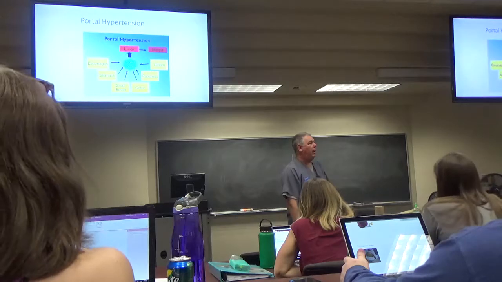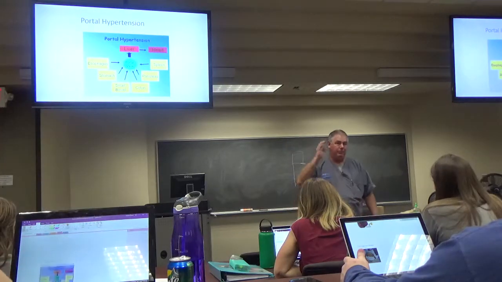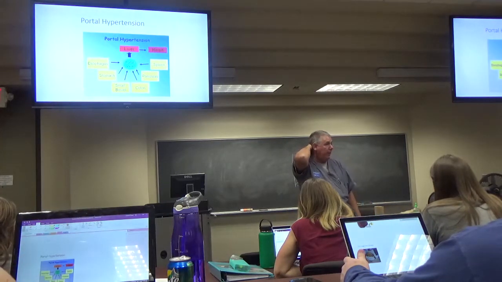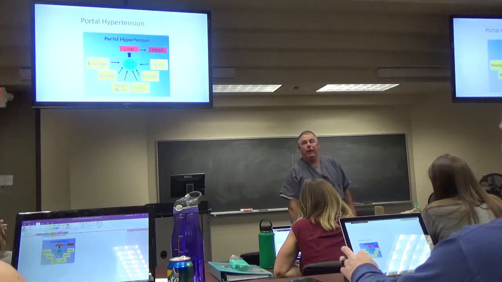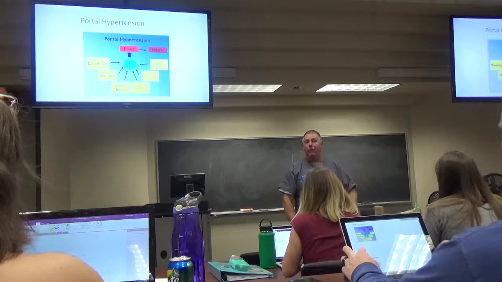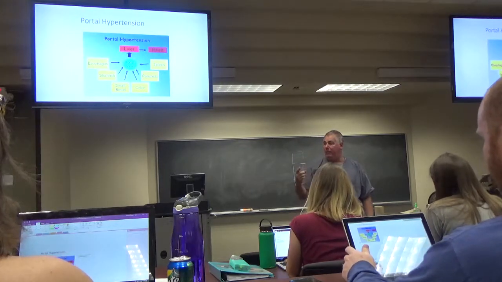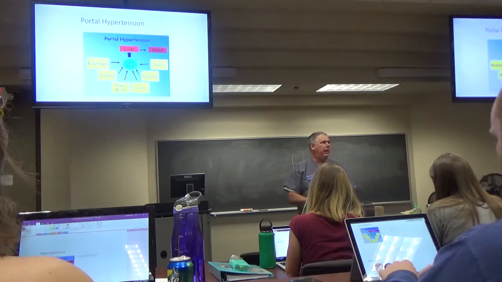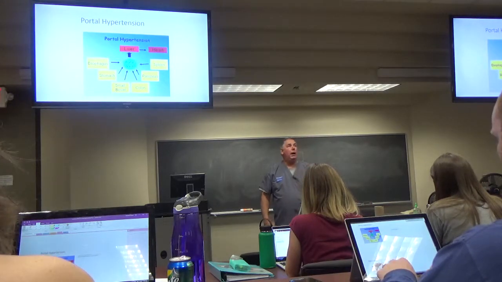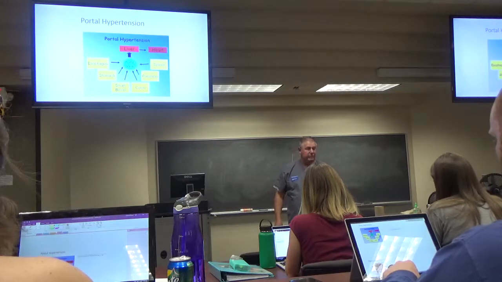We all know about portal hypertension. I told you about this in the beginning in anatomy, that anytime you have a cirrhotic liver, remember the portal veins have no valves. So the direction of blood flow can be in either direction, and it's going to affect these different systems.